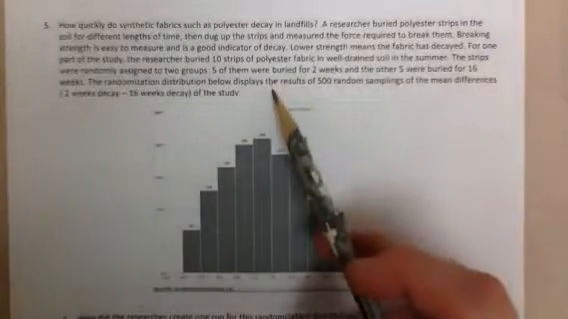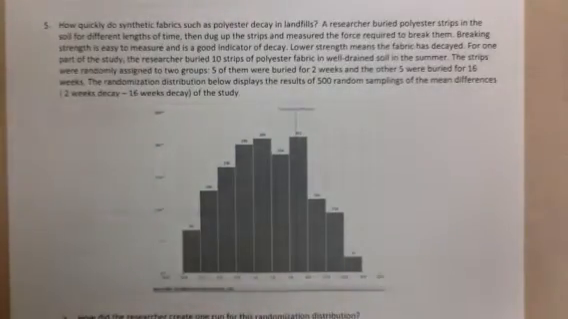How quickly do synthetic fabrics such as polyester decay in landfills? A researcher buried polyester strips in the soil for different lengths of time, then dug up the strips and measured the force required to break them. Breaking strength is easy to measure and is a good indicator of decay. Lower strength means the fabric has decayed.